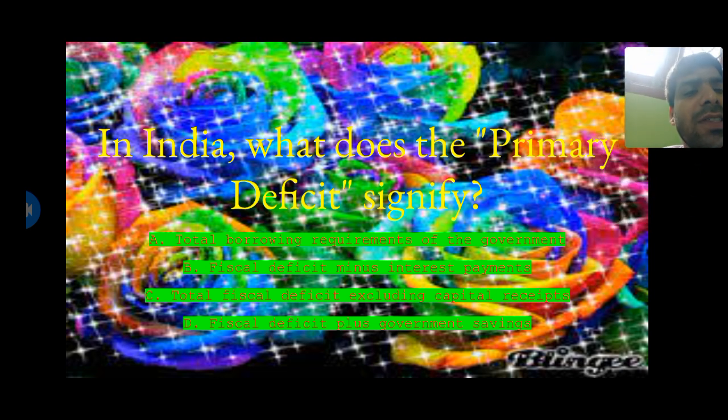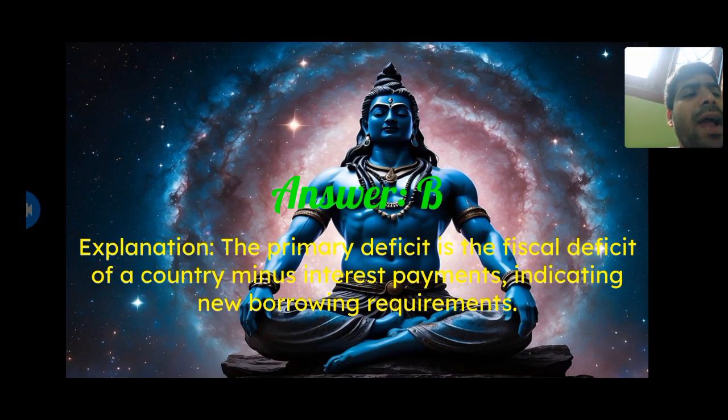And the next and the last question is, in India, what does the primary deficit signify? And the options are option A, the total borrowing requirements of the government. Option B, fiscal deficit minus interest payments. Option C, total fiscal deficit excluding capital receipts. And option D, fiscal deficit plus government savings. And the correct answer is option B. The primary deficit is the fiscal deficit of a country minus interest payments, indicating new borrowing requirements. And this was the last question.